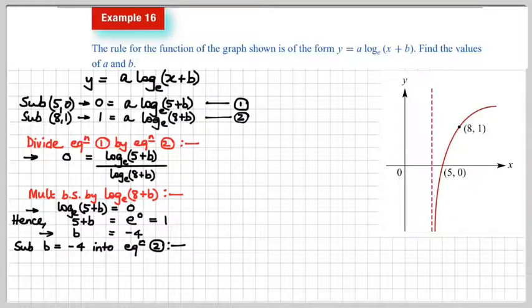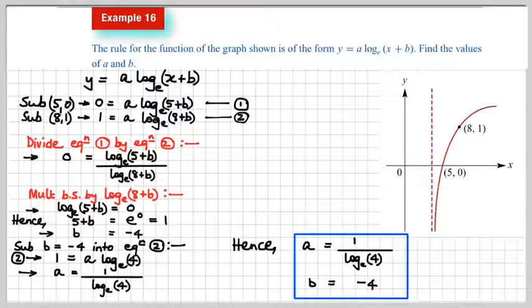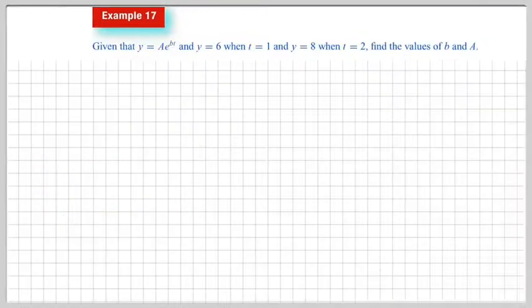So let's substitute b is minus 4 into equation 2, okay? So what do we get? We get 1 equals a times log of 4, and therefore what's a? Yes, it's just 1 over log of 4 base e. So there it is, and just summarising that over there, and what was b again? b was minus 4. Yeah. Okay, how do you like that? Pretty good, hey? So now we're on a roll, we'll try another one.